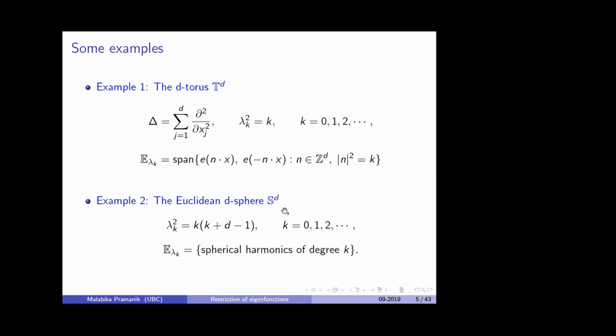Another example to keep in mind is the d-dimensional unit sphere in R^(d+1). Here the Laplacian is no longer constant coefficient, but still has an explicit representation in terms of the spherical coordinates. The eigenvalues grow quadratically in k, and the kth eigenspace consists precisely of the spherical harmonics of degree k.